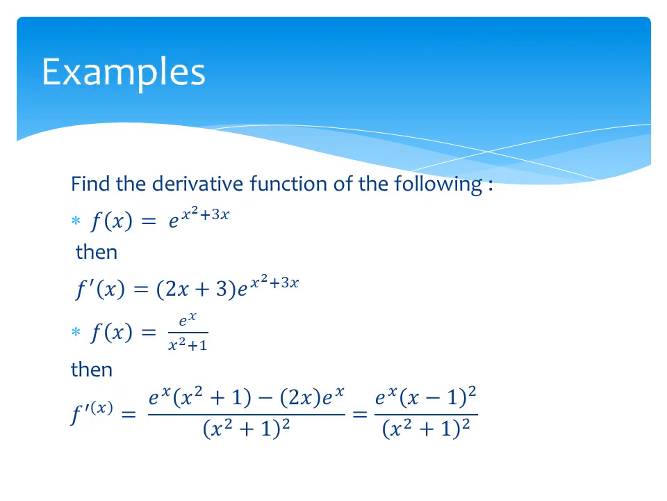Here are some examples of finding the derivative of a function. The first function, e to the power x squared plus 3x. So u is x squared plus 3x. u prime will be 2x plus 3, times e to the power u. The second one is a rational function, so you have to take care that it's u over v, and it's u prime v minus v prime u over v squared. And you have to find the derivative.